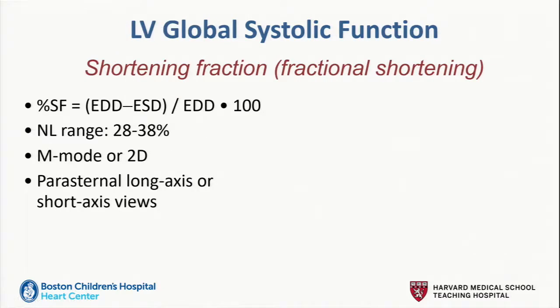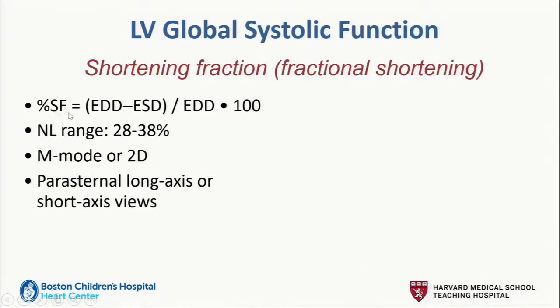So what are the measures from echocardiography for global systolic function? I'm just going to go through some of the most common ones just as a review. This is shortening fraction, sometimes called fractional shortening. Here's the formula, and it's expressed as a percent.